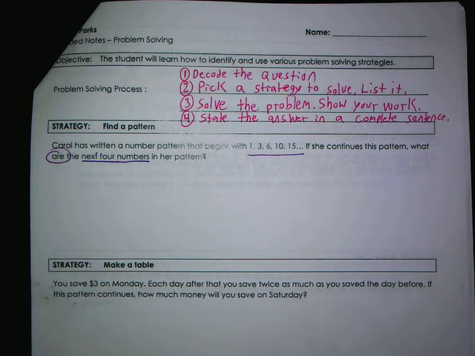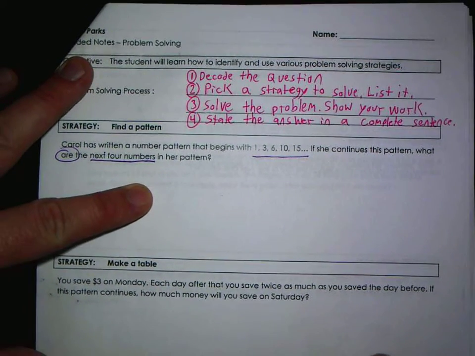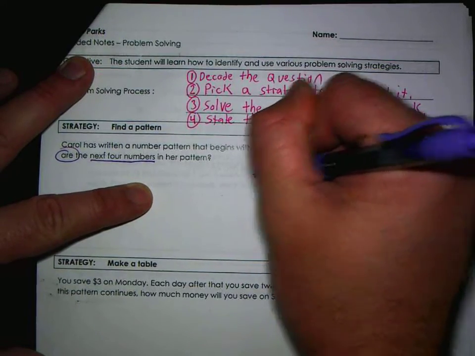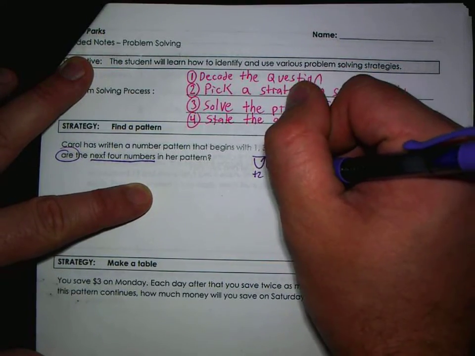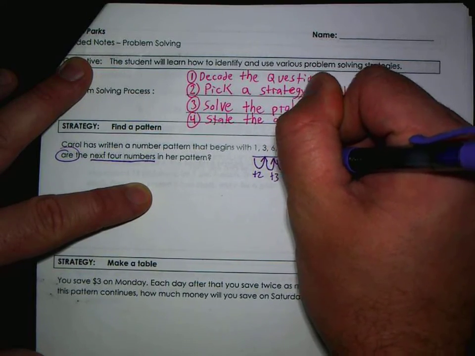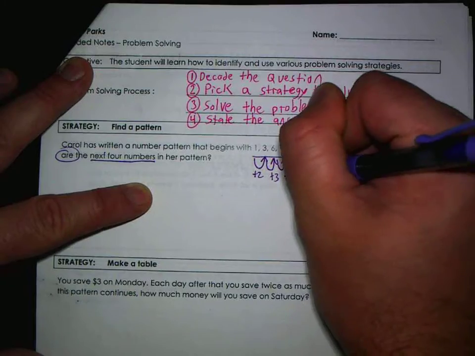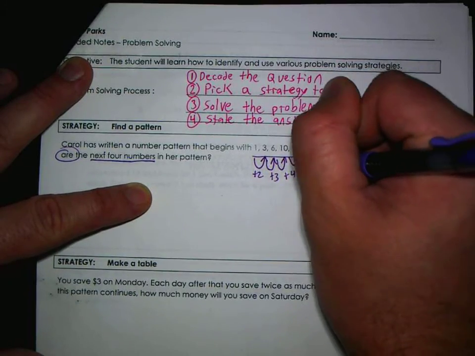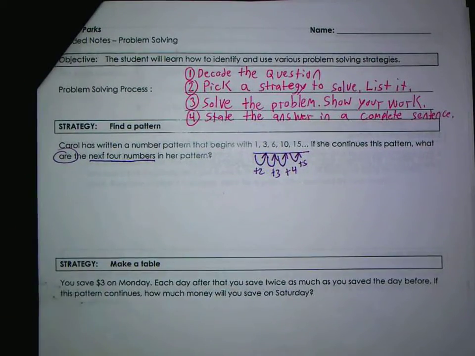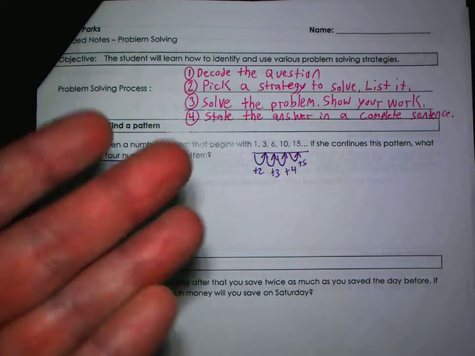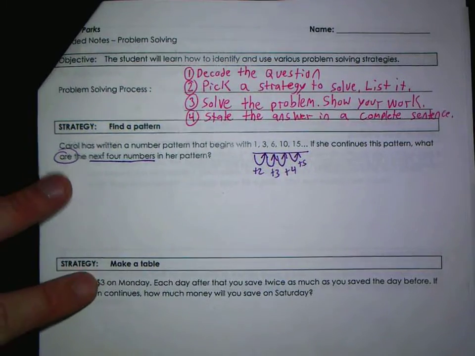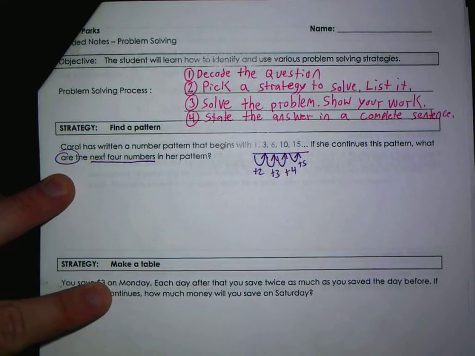So what is the pattern? Plus 2, good. What'd you say next? Plus 3, plus 4, plus 5. Now, is it showing work? Yeah, I can see that you clearly understand that it's plus 2, plus 3, plus 4, plus 5. So, what are the next 4 numbers?